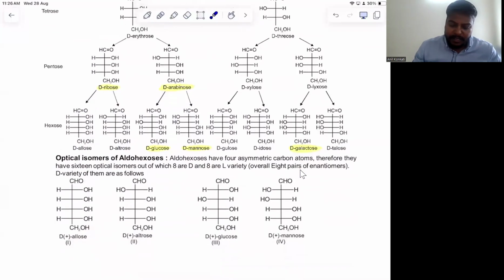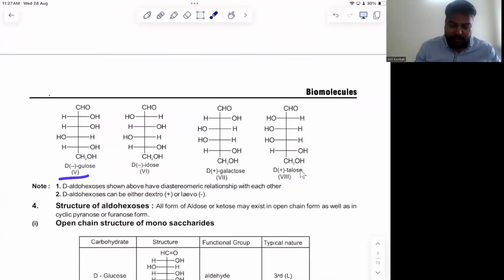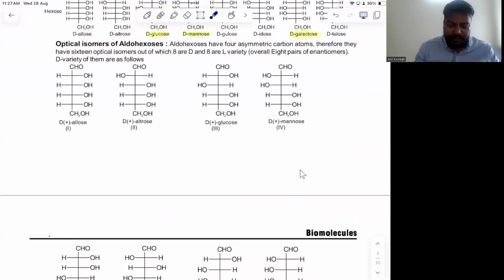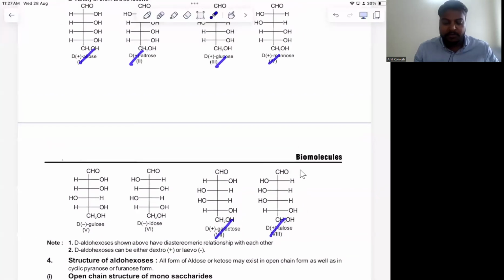When it comes to aldohexoses, there are 4 asymmetric carbons. Therefore, they have 16 optical isomers, out of which 8 are D form and 8 are L form. In the D form, we have allose, altrose, glucose, and mannose, and then gulose, idose, galactose, and talose.